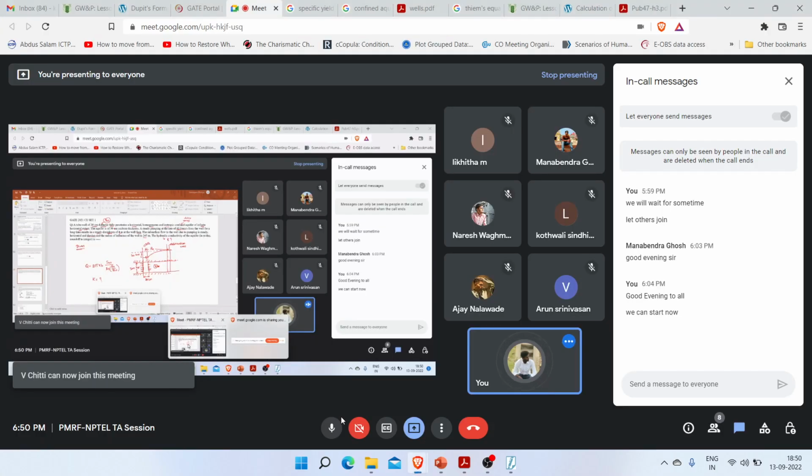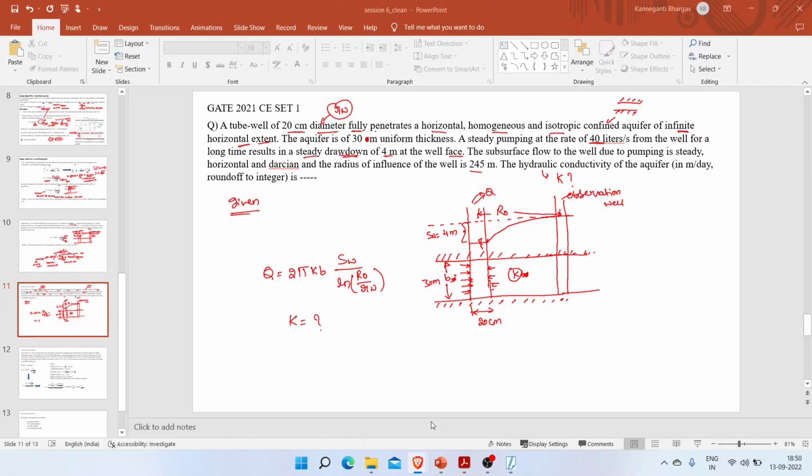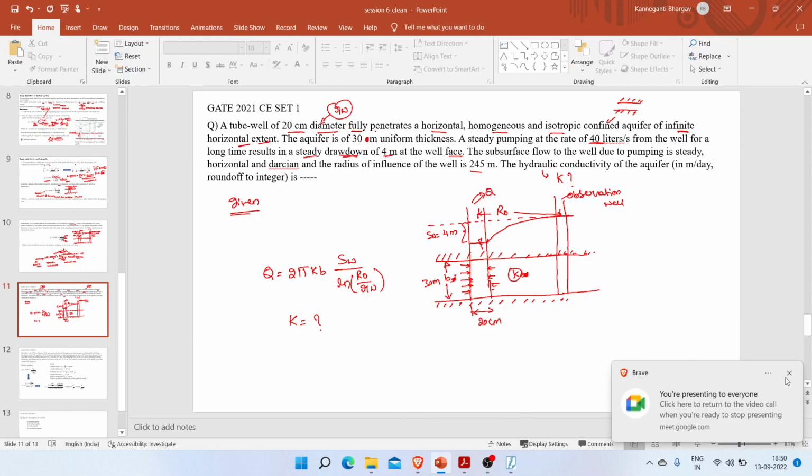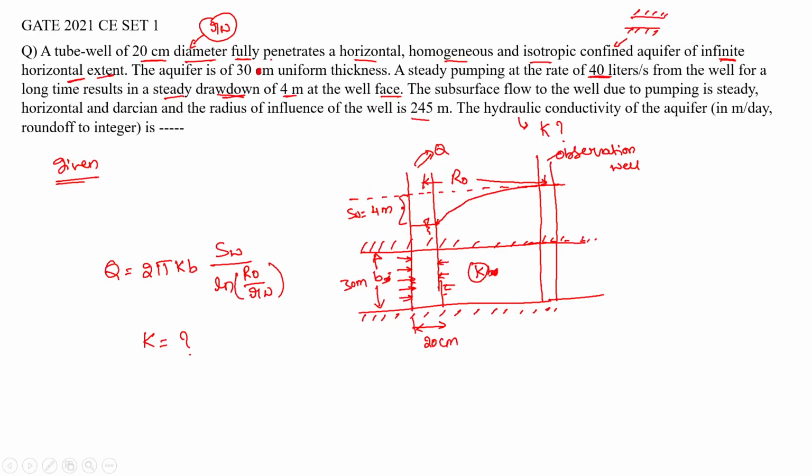So how much is K? Can anybody guess? Read. See, the formula is here only, and the given data is also here. Just substitute in that. It is like a 2 marks question. If you know this particular formula, you'll be able to score 2 marks here.